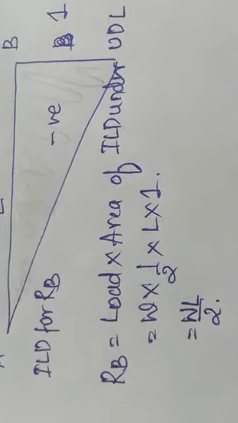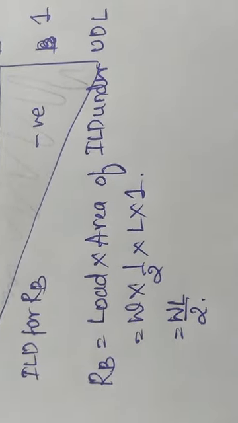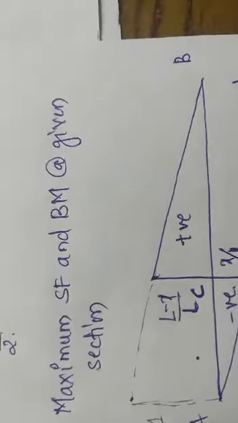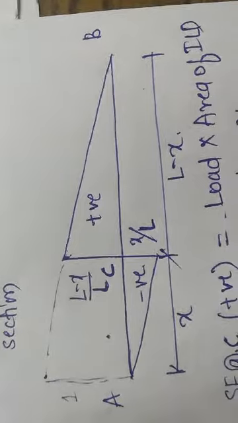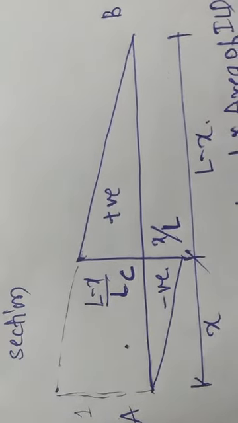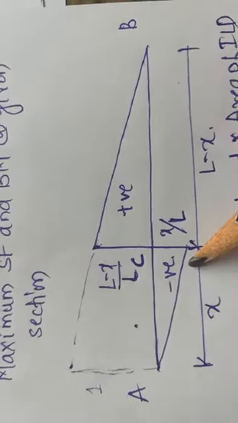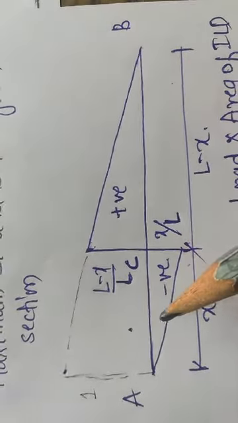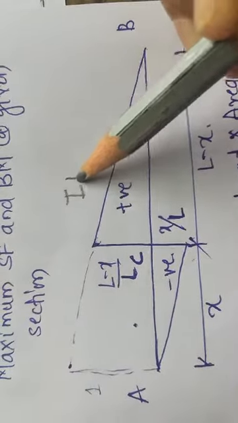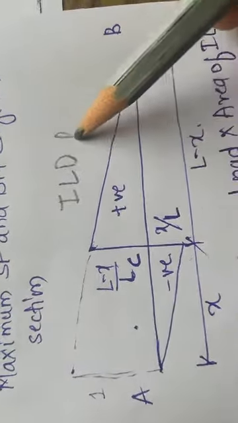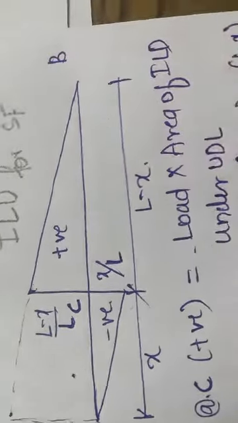Next, we are going to calculate maximum shear force and maximum bending moment at a given section. Let us see first the maximum shear force. So, the shear force diagram is as shown below. This is the maximum shear force diagram, or you can say the normal shear force influence. This is the influence line diagram for shear force.